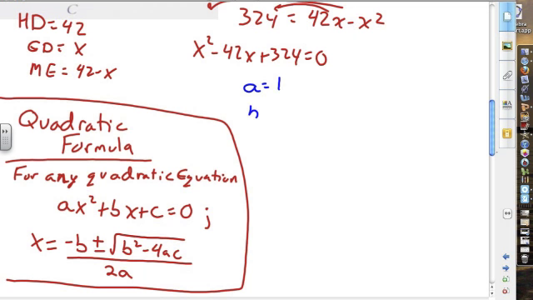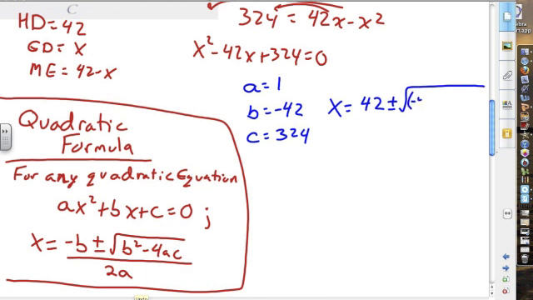Okay, so in this case here, my A is 1, my B is a negative 42, and my C is 324. So now to figure out what the X is, I just have to use the formula. x equals the opposite of b, so that means it's a 42, add and subtract the square root of negative 42 squared minus 4 times our a is 1 and our c is 324, all that divided by 2 times 1.